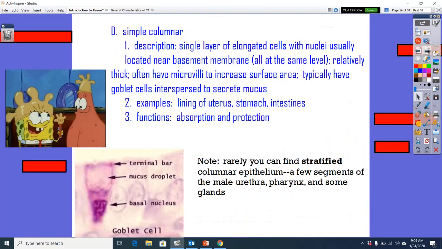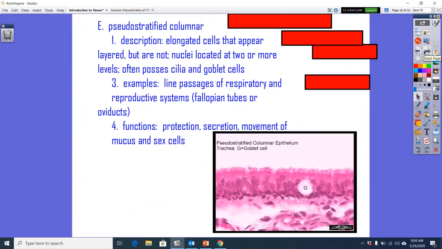So the first one that we need to do is pseudostratified columnar epithelium. And the stem pseudo means false, and that's going to be your giveaway with this tissue, because it is falsely stratified. That means it may appear stratified, but it is not. So it is actually a simple epithelium, meaning that it only has one layer, but it is going to appear as if it has many layers.